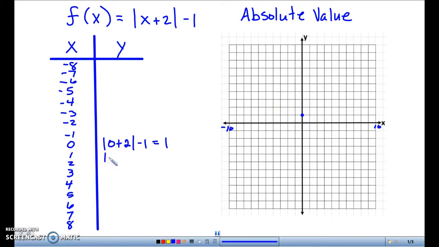And let's go in the positive direction. I'm going to substitute a 1 for x. So I have 1 plus 2. 1 plus 2 is 3. The absolute value of 3 is 3. 3 minus 1 is 2. So I've got the ordered pair 1, 2.